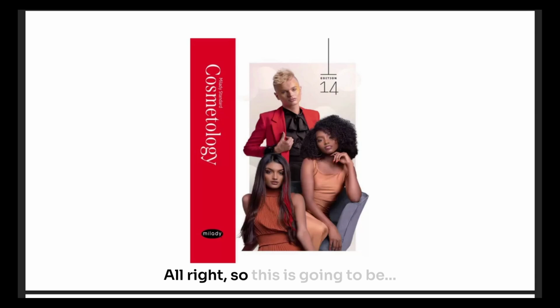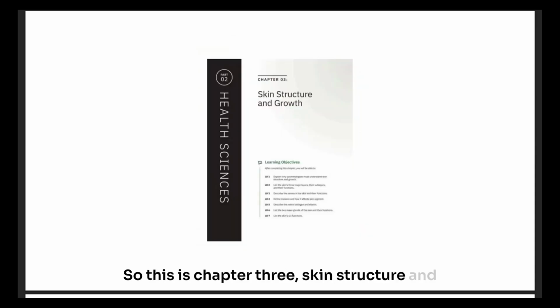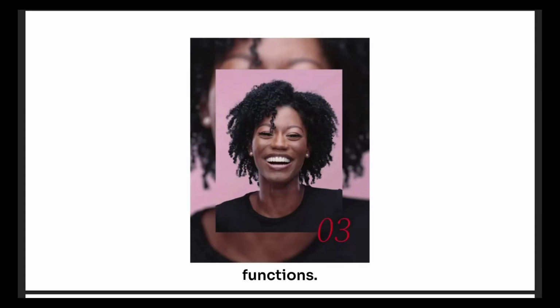All right, so this is going to be a chapter out of the Milady Standard Cosmetology, edition 14. So this is chapter 3, skin structure and growth. And the learning objectives are: explain why cosmetologists must understand skin structure and growth, list the skin's three major layers, their sublayers, and their functions, describe the nerves in the skin and their functions, define melanin and how it affects skin pigment, describe the role of collagen and elastin, list the two major glands of the skin and their functions, and list the skin's six functions. All right, let's go ahead and get started.